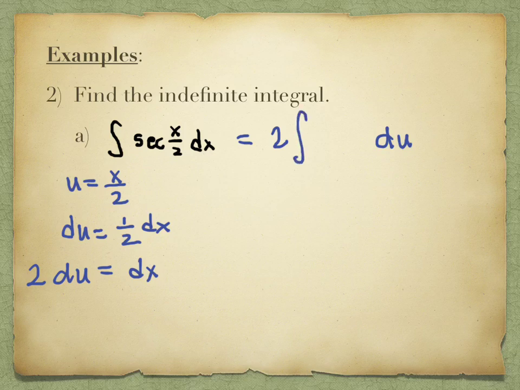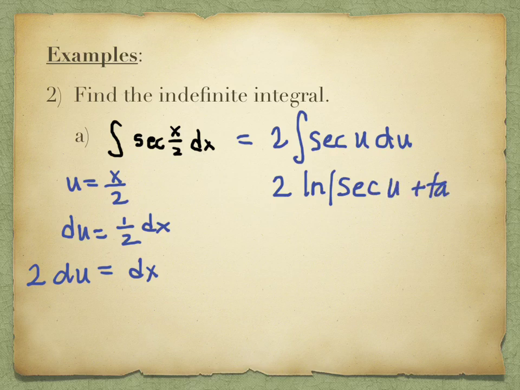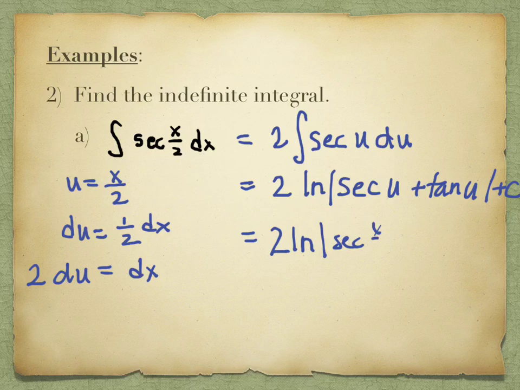And in the middle, I've got the secant still, because that did not change, but now I've got the secant of u instead of x over 2. Okay, so flip back real quick. What is the antiderivative of secant of u? Natural log of the absolute value of secant, in this case it'll be u, plus the tangent of u plus c. Am I done? No. What's missing? Or what do I need to do? Yeah, I need to replace the u's with x over 2.